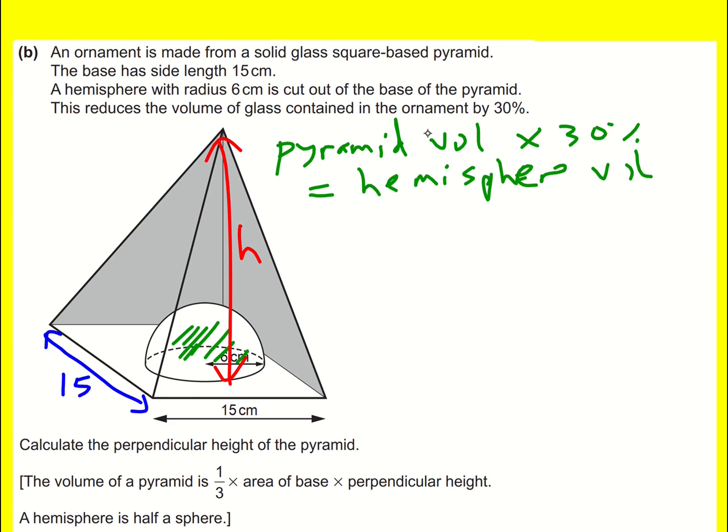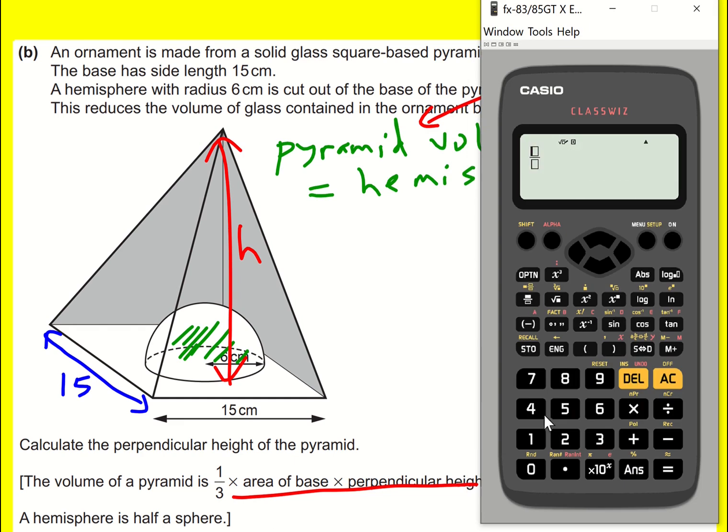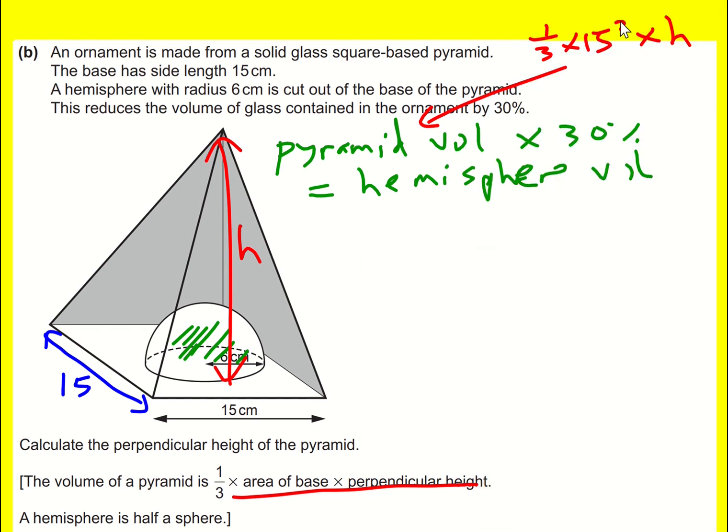Okay, let's find the pyramid volume first. So I'm going to do that in red. It's going to be 1/3 times 15 squared times H. I'm just using this formula here. So I can do 1/3 times 15 squared, and that gives me 75. So this is 75H.